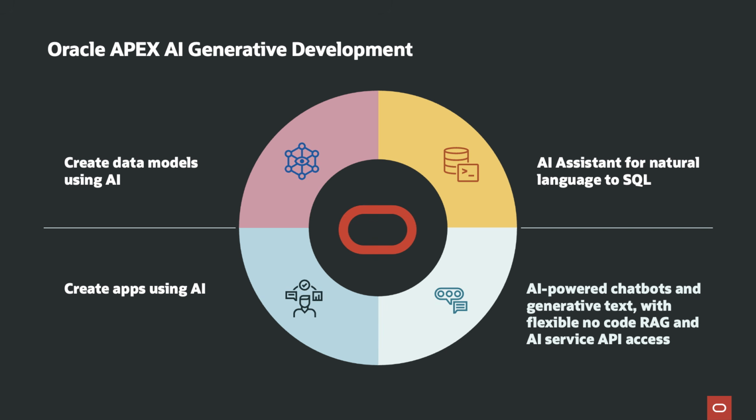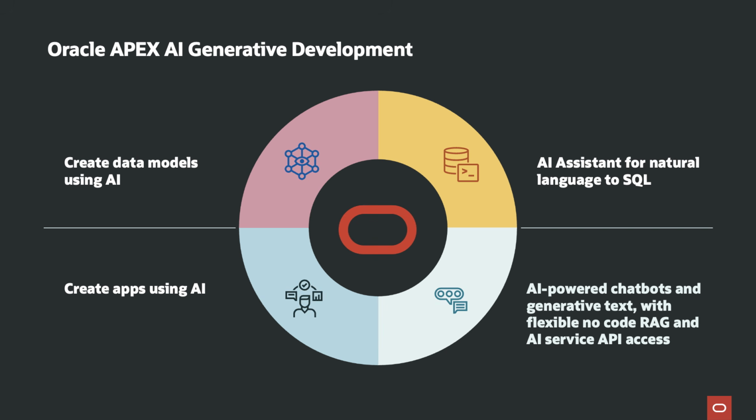Well, with Apex, the generative development proposition, yes, you can create data models using AI, you can create apps using AI, but there's also an AI assistant for natural language to SQL, and I'm going to show you more about that. We also have illustrated in this last quadrant that you can have AI-powered chatbots that can even be powered with no-code RAG, and you can even invoke further large language model interactions via a no-code AI service by way of API. Apex ships with a very robust JavaScript API for the front end, as well as a very robust PL/SQL API that leverages further features and functionality of Oracle Database.